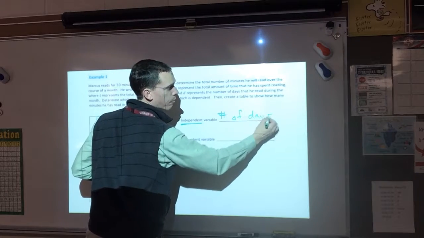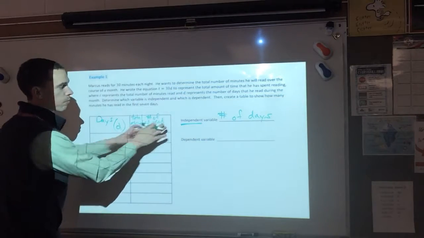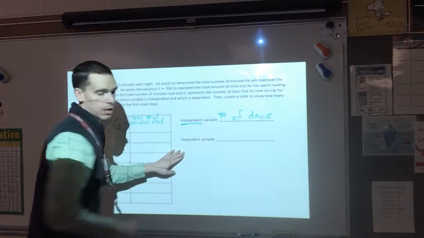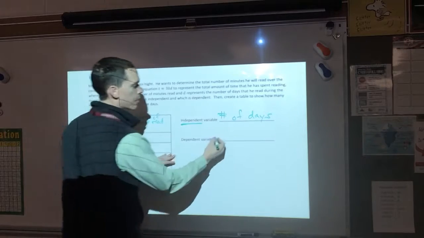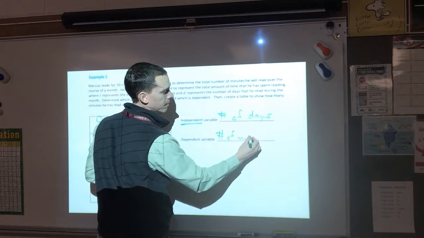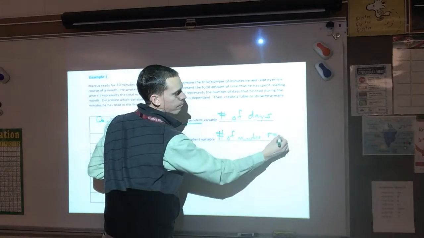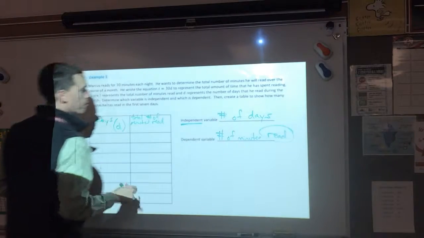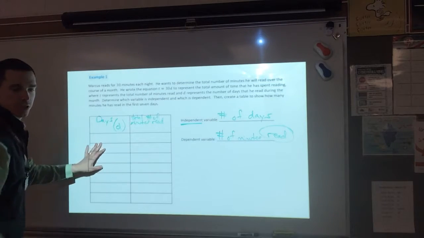Now you may say to yourself, why not minutes? Now minutes read, so the action that we're doing is reading. So the dependent variable here is going to be the total minutes, or the number of minutes read. And that's the key part here, that we're reading in the days allowed. So we're going to find out what each day here represents.